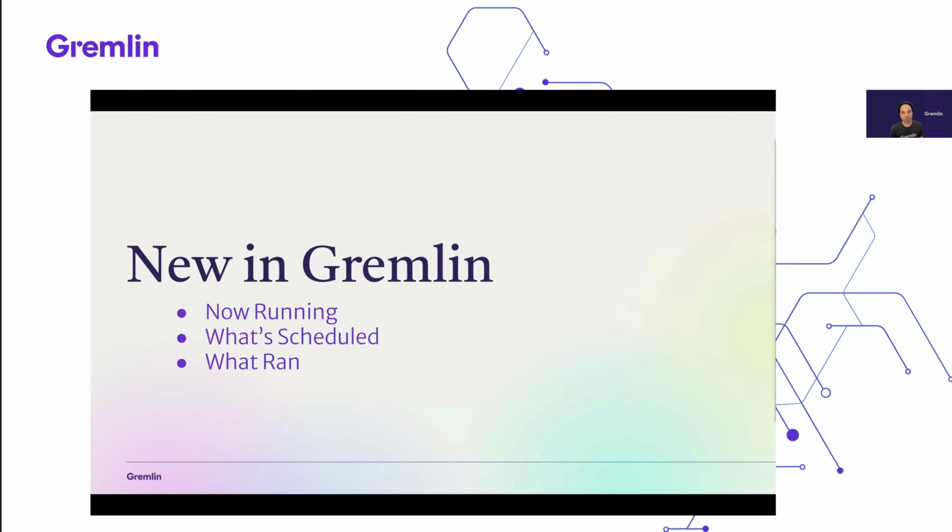All right, that was a quick run through of reports. Now I want to switch topics a little bit and look at some new views that we recently added in Gremlin called Now Running, What's Scheduled, and What Ran. These views let you see every activity that's being done in your Gremlin team, reliability tests, experiments, scenarios, and failure flags, and when they're scheduled to run or if they have run in the past. While the reports are always historical, these screens are a bit more current and a bit more useful for day-to-day work. I'll show you what that looks like in a second.